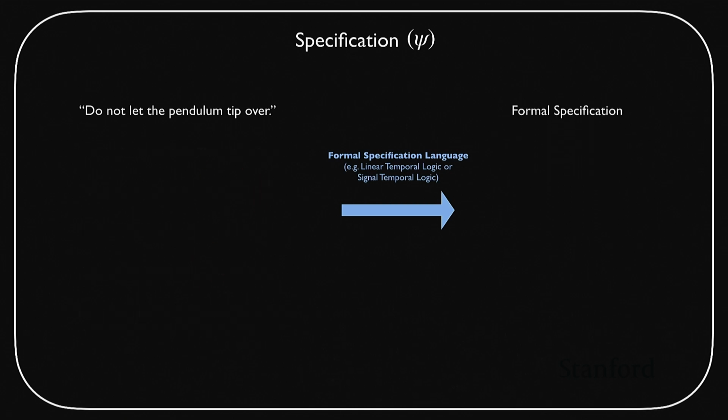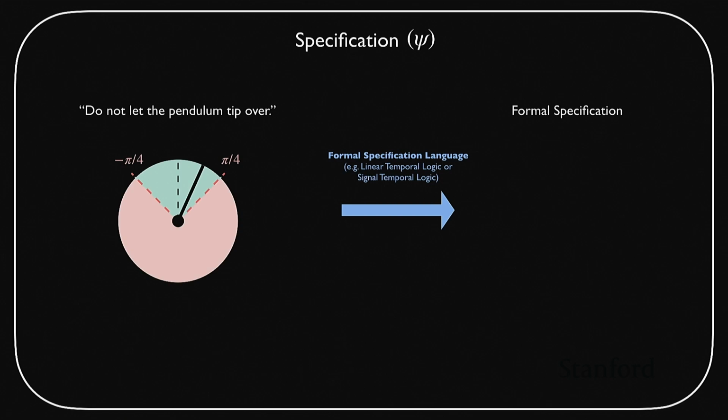So just continuing with the pendulum example, we need to define what exactly we mean by do not let the pendulum tip over. And so essentially what's going on here is we're going to define the pendulum tipping over as the magnitude of its angle exceeding pi over 4. So if it becomes greater than pi over 4 or less than negative pi over 4, or essentially anywhere in this red region, we're going to say the pendulum's tipped over, and we want it to stay in this green region.